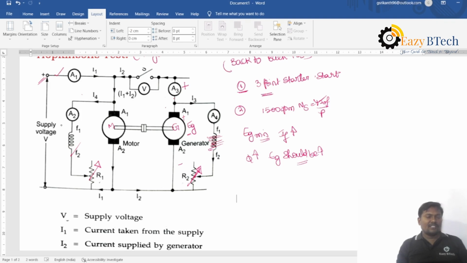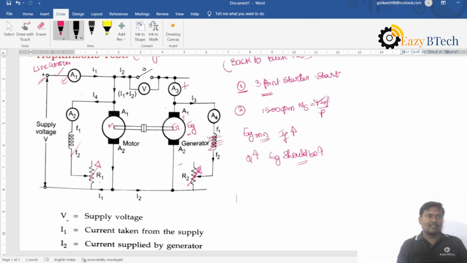Here I1 is the supply current to the motor, that is the line current of the motor. I4 is the field current of the DC motor. Here you can observe the current coming from the positive supply is I1, and the current coming from the output of the generator is I2.